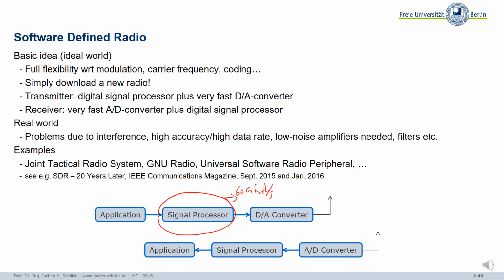There was, I'd say, 10, 15 years ago, the first approach, Joint Tactical Radio System, that's a military system, GNU Radio, the Universal Software Radio Peripheral, etc. So if you want to look into this, there are nice articles. You will find them in the resources about SDR 20 years later. Some nice articles. Where are we today? So we are not there yet in the ideal world. There are some real world problems, because in the end, it's way too expensive if you want to create this very general purpose system.